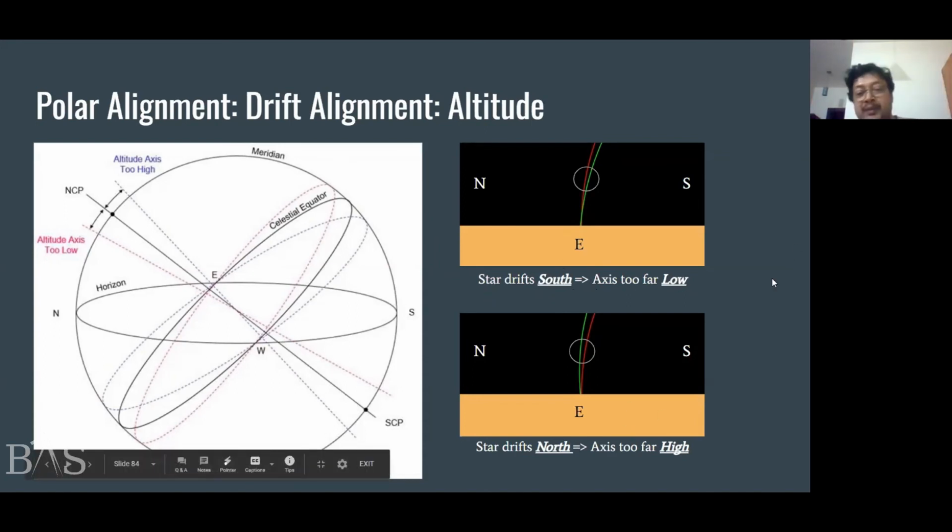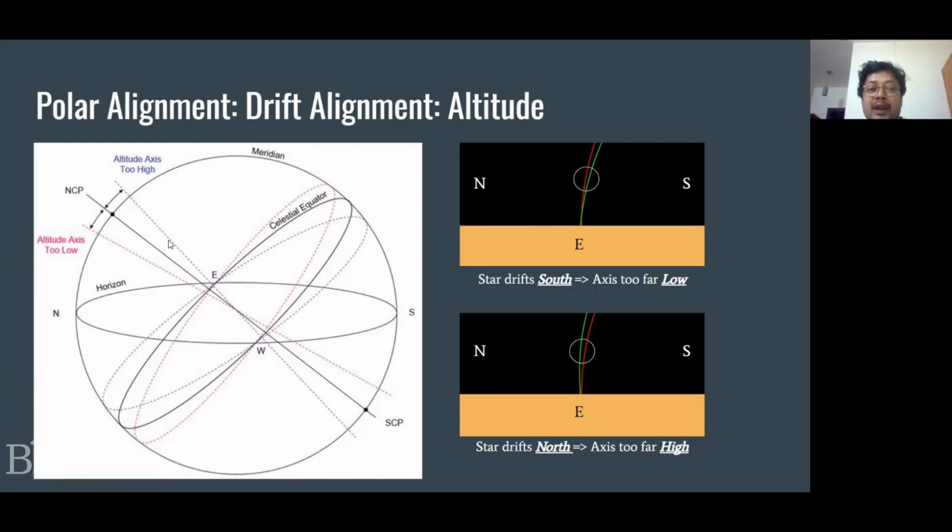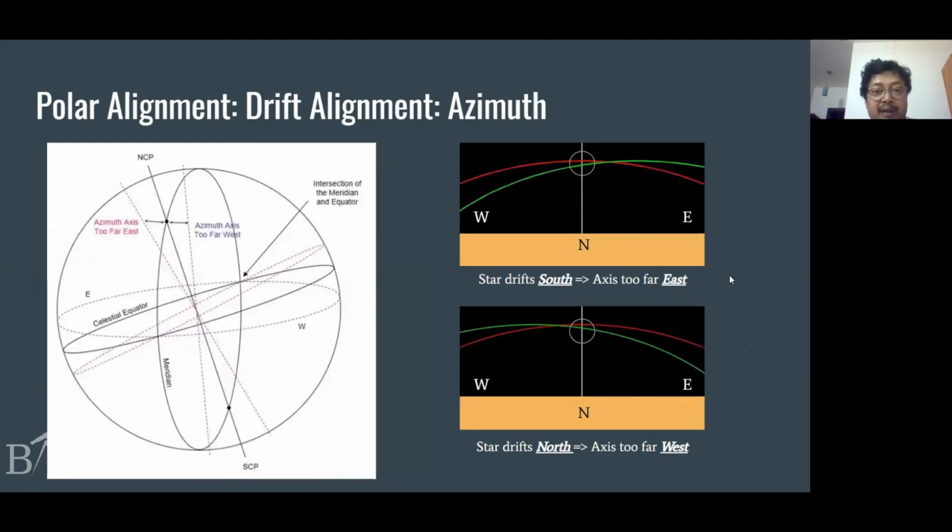The opposite is true. If the star drifts north, the axis is too high, which again you can see by zooming in here. It's the same thing. Similarly for azimuth, the axis is either east or west of the NCP. If you're pointing east of the NCP, this is how the star would go. The star would go along the red line, and your axis, which is green, is pointing east, so the star would appear to go south. If the star drifts south, the axis is too far east.